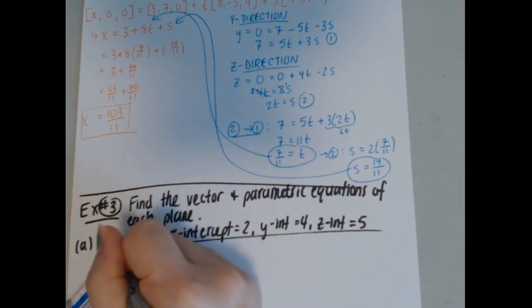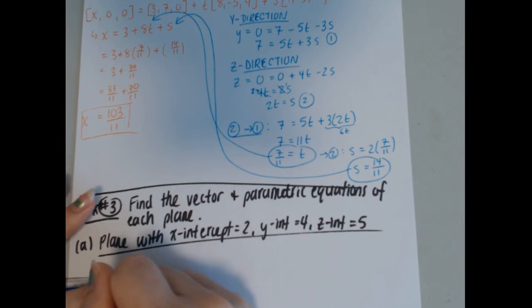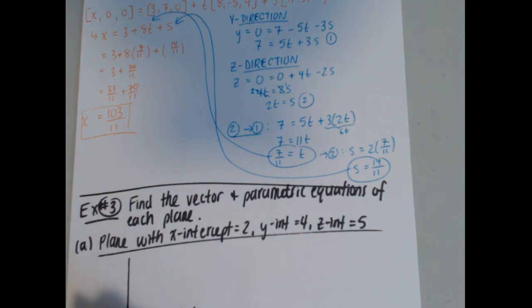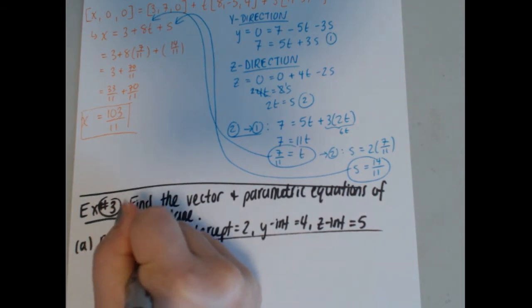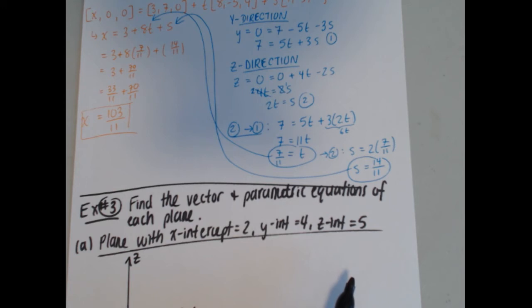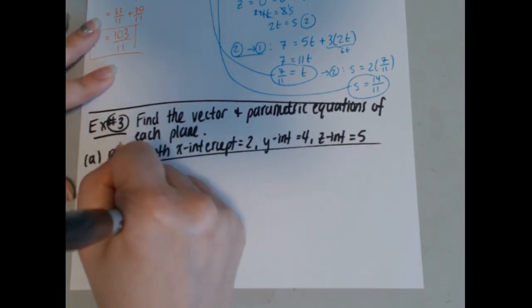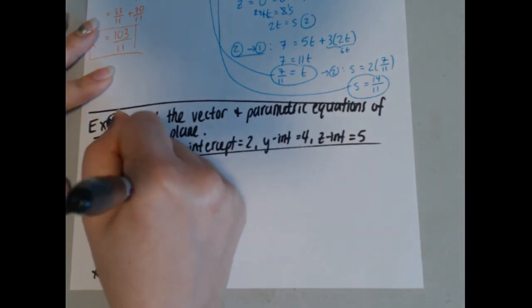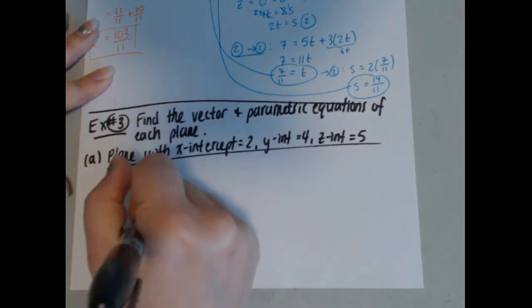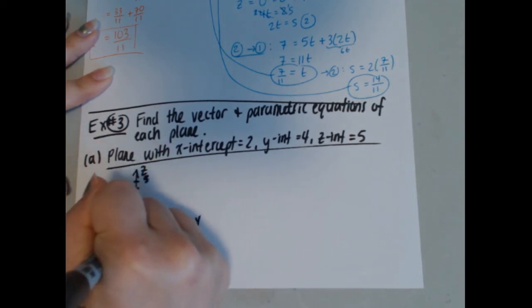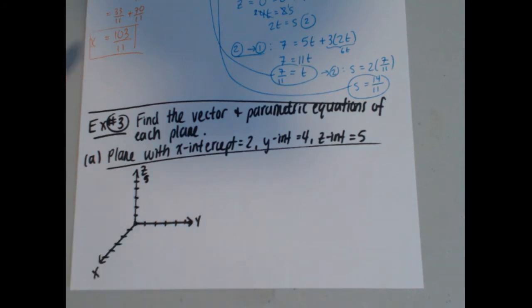If I sketch this out, so I've got my z, x, and y axes. All right, so I have my intercepts. I'm going to sketch from 1 to 5 on each of the axes. So 1, 2, 3, 4, 5 on each axis.